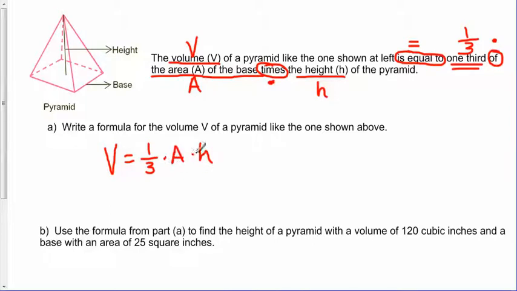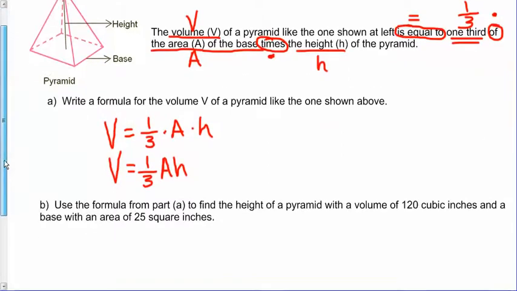Now, we don't necessarily need to put these multiplication dots in there. We could also just use juxtaposition, put all of those right next to each other: 1/3 A H. So either one of those would be an appropriate way to write that formula out. So again, there's no magic to it. We just have to read carefully. Be sure you really kick in your reading skills before you try to start throwing some math at something.